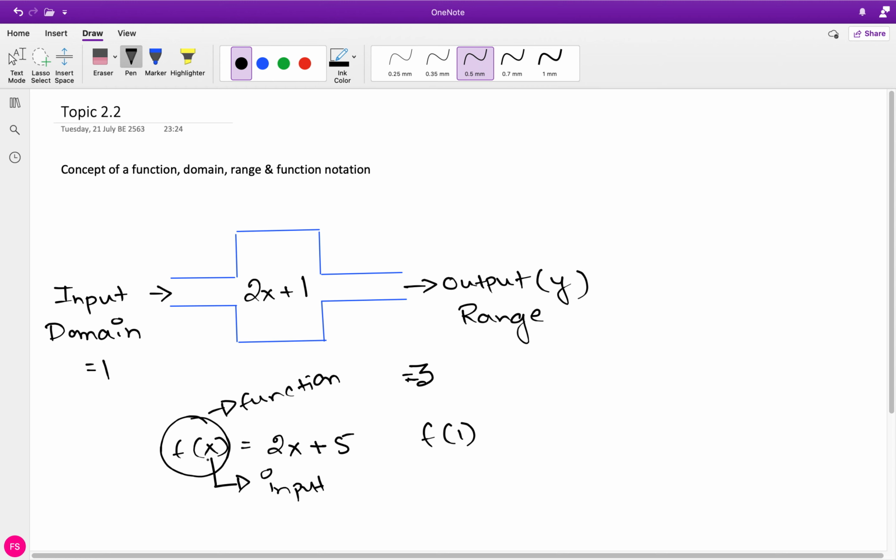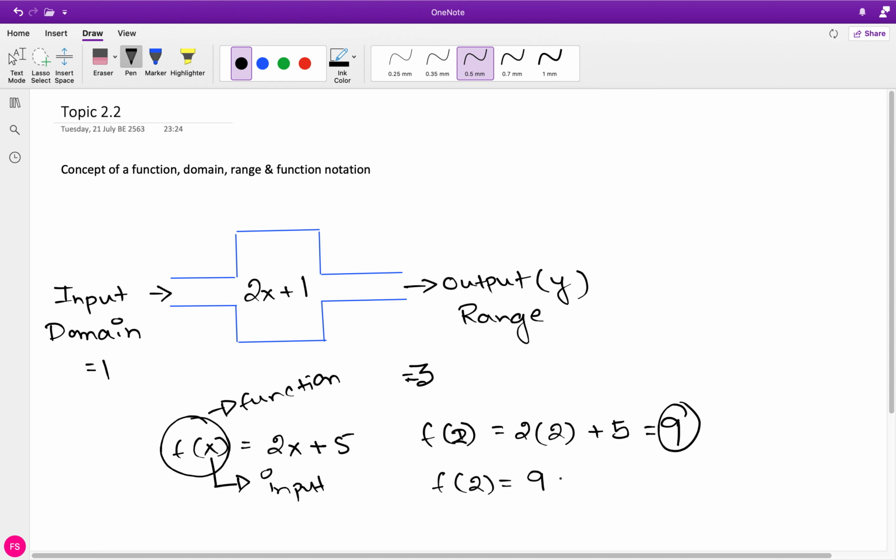So for this example, let's say you want to find f of 2. What happens? So if you want to find f of 2, you are just going to multiply 2 to it and then add 5 to it, thus giving us 9. So our output is 9. So you can see from this example that when your x is 2, your y is 9.